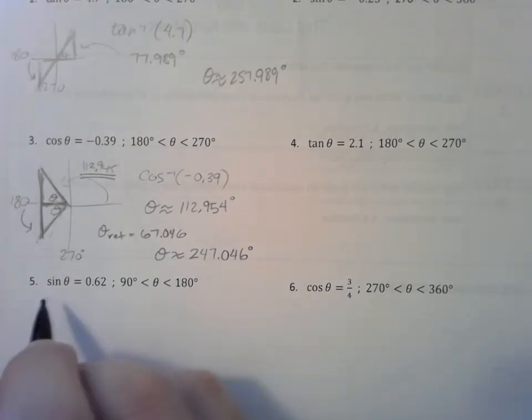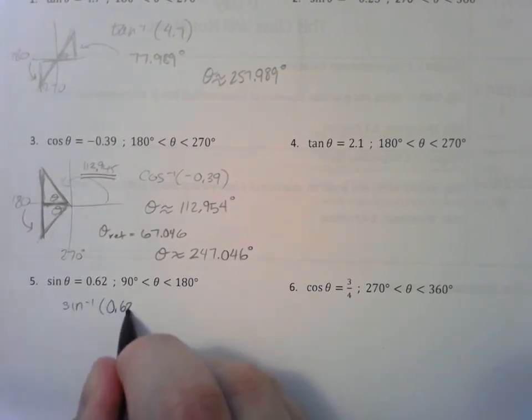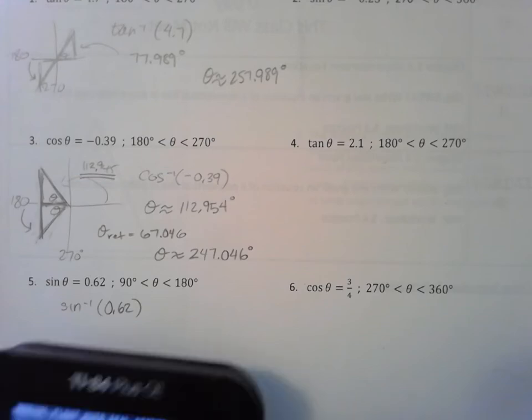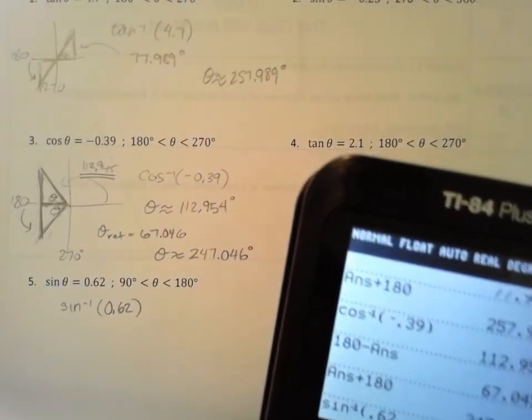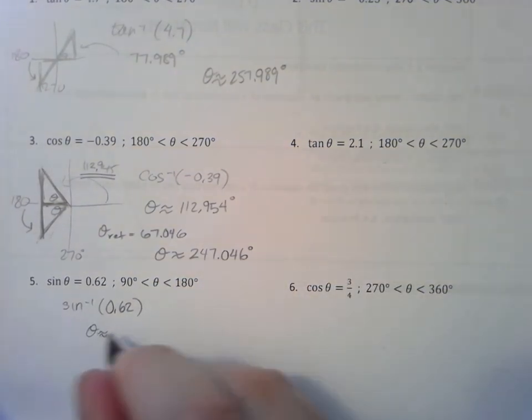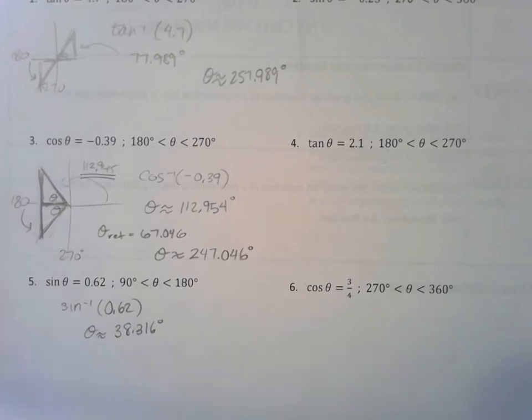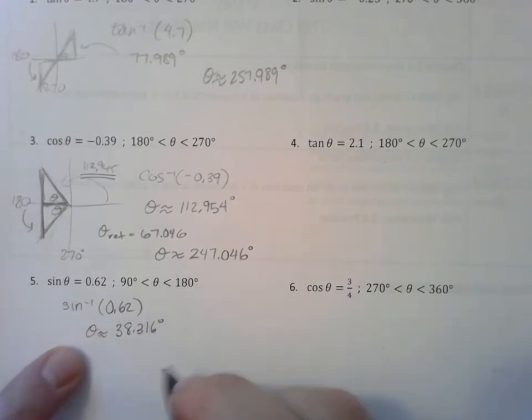Last one we're going to do, the sine inverse. So we have a ratio, we want an angle. That means we're going to use the inverse, 0.62. So let's do second sine 0.62. This gives us approximately a reference angle of 38.316 degrees. Now that reference angle is in quadrant 1.